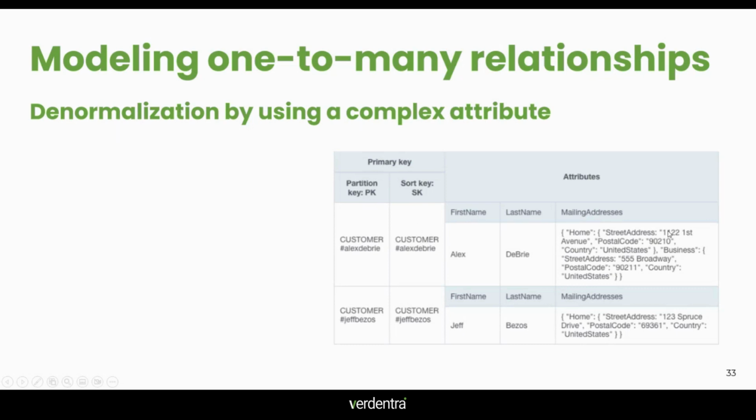And going into this, this is what is known as a complex attribute. If you check here, you have a mailing address attribute, and inside it you have a JSON object, with a home address and a business address. So this is good when your nested objects are bounded and are not accessed directly. If you don't need to access any of these directly, and you are only going to use this to access this item, then this is good.